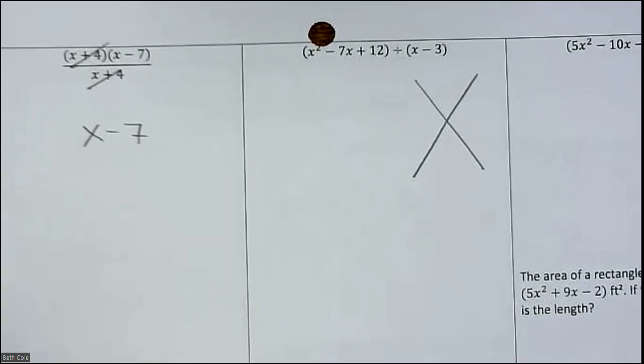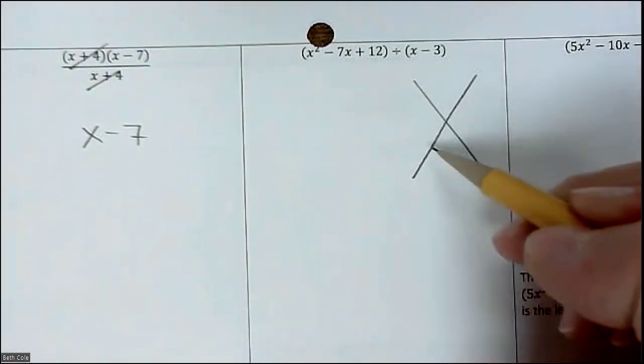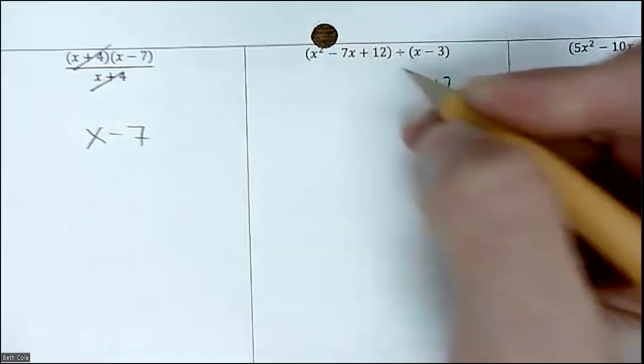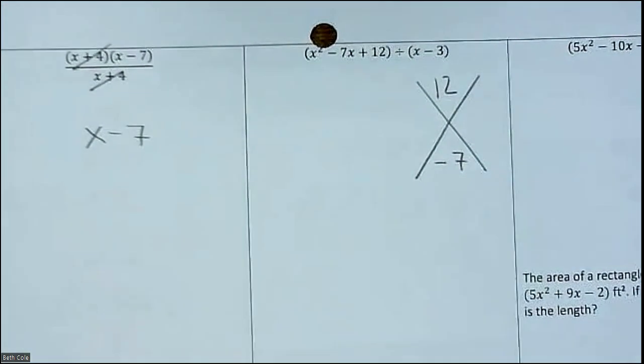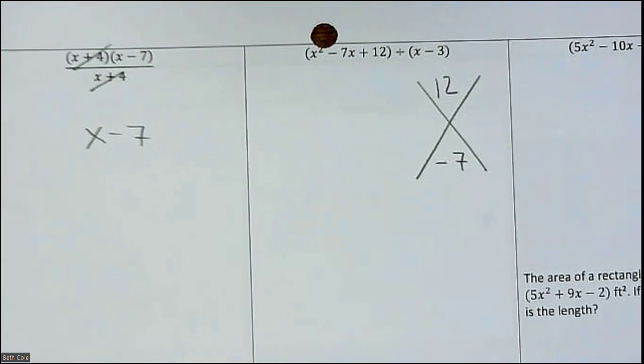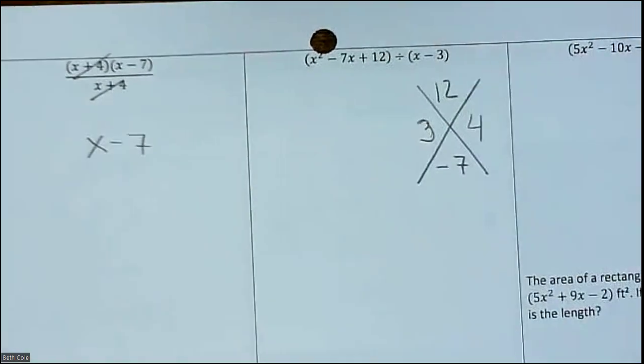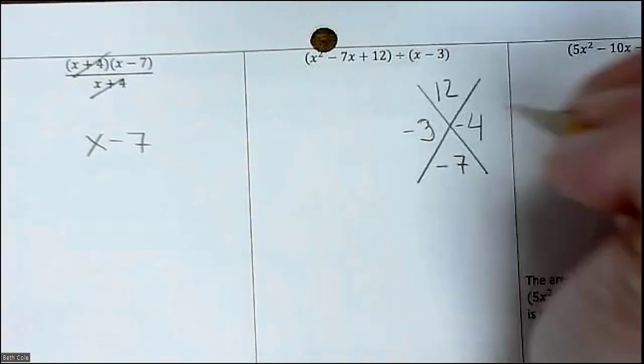All right, what's going to go on the top of your X here? 12, good. And then on the bottom, -7. Don't worry about the negative. We're just going to come up with numbers that multiply to be 12 until we figure it out. So what multiplies together to be 12? 3 is one of them. What's the other one? 4. 3 times 4. And good, they're both negative.